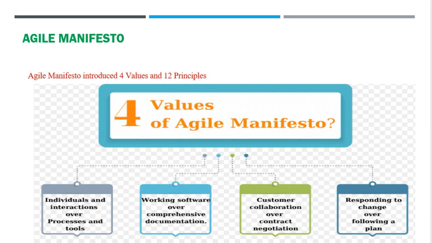Now moving to the third value of Agile Manifesto, which is customer collaboration over contract negotiation. Let me explain this. Rather than sticking rigidly to the terms of a contract, this value encourages ongoing collaboration with the customer. The idea is to work closely with customers throughout the project to ensure their needs are met, even if it means adjusting the original plan.